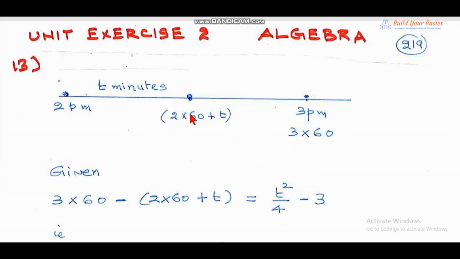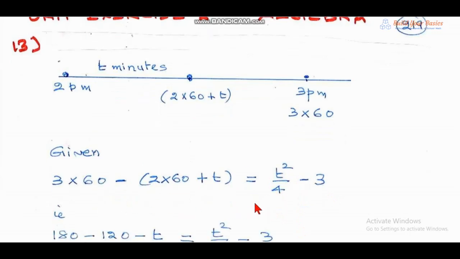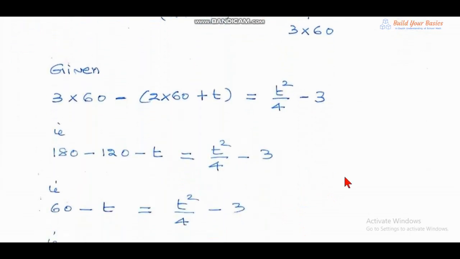What's the time required to reach 3 into 60? The time is 2 into 60 plus t. The time to be reached is 3 into 60. So what's the time required? 3 into 60 minus 2 into 60 plus t. That time required, of course in minutes, is 3 minutes less than t squared by 4. So this is the equation. This is an equation in terms of t. So we can get the value of t by solution.